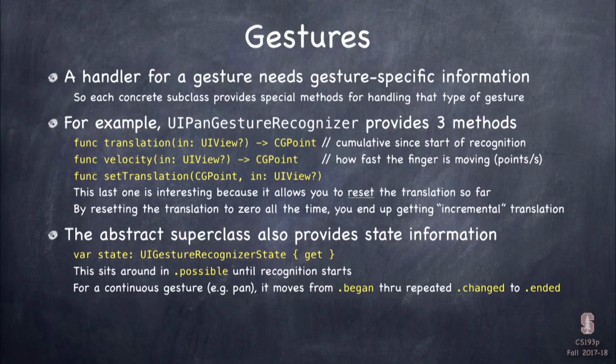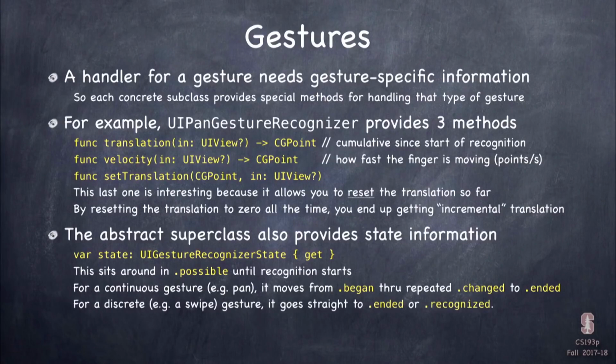Whoever's handling this thing gets a chance to do it. So for a pan gesture, you get .changed called every time the thing moves, and then eventually the finger goes up and it ended, and you get .ended. So your handler is just called every time the state machine changes. Now, some things like a swipe are discrete. Either the swipe happened or it didn't. You don't get .changed as your finger is flying across the screen. It's a discrete gesture. You just get .ended, or for a swipe, .recognized. It gets sent to your handler once, and that's it. But for continuous gestures, you get the .changed.